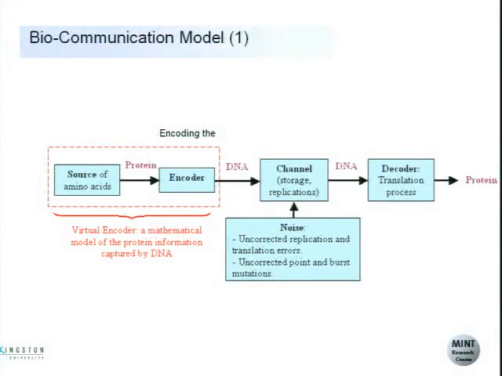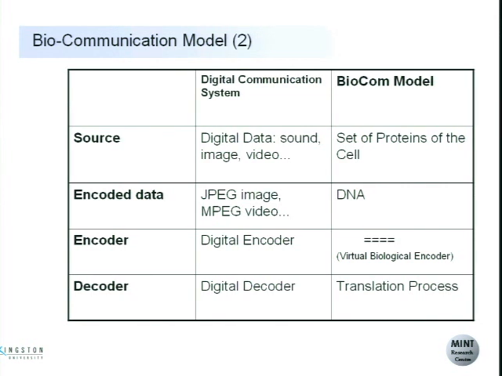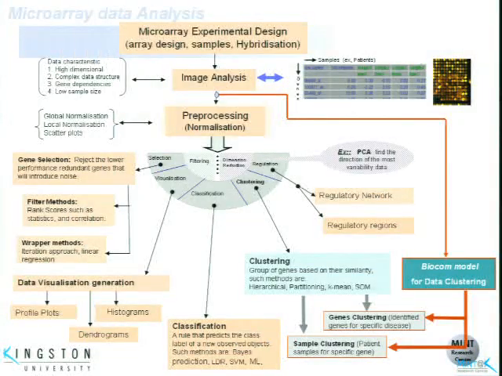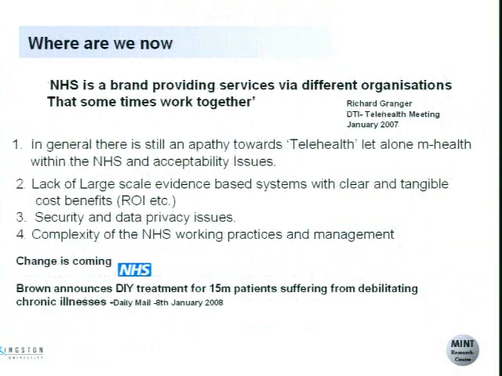Basically, we are trying to emulate the processes of transcription and translation as a communication model. In normal digital communication, the source is digital data. In the biocom model, the source is a set of proteins, and the encoded data, like JPEG or MPEG, is DNA. The digital encoder is the big enigma, because it is virtual. It's how God created us; we don't know what the encoder is. But we know the digital decoder is the translation process. The challenge is how we can build this. I don't want to go into details. This is about clustering microarrays that we are also doing, and one of the PhDs is finishing.